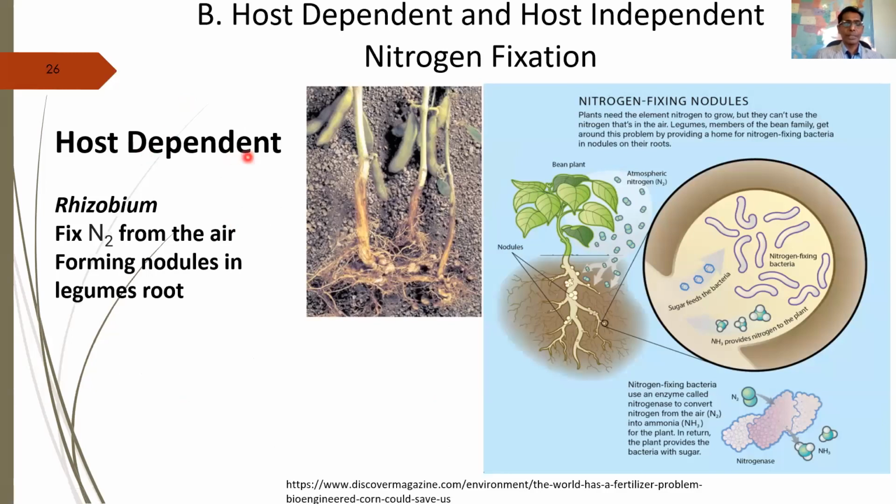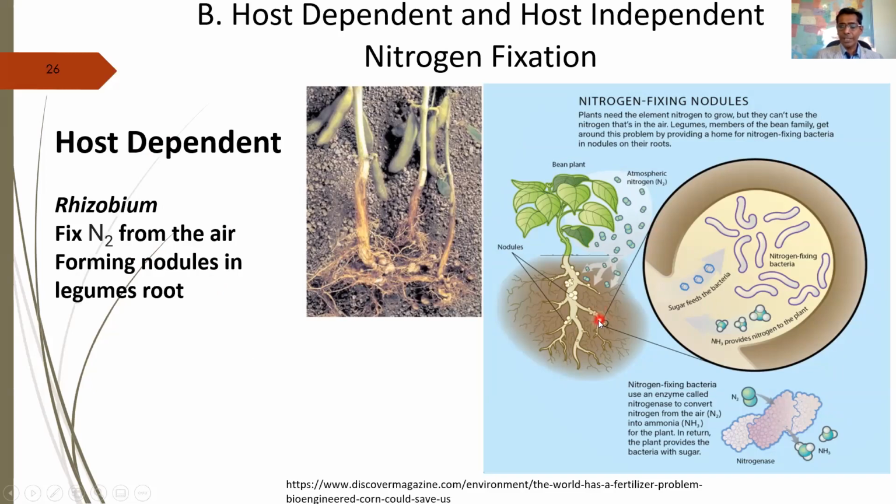The host-dependent bacteria, for example, Rhizobium leguminosarum, that means that the Rhizobium dwell in the root of the legume or the pea plant, like soybean and so forth. So this bacteria present in the nodule actually can fix free nitrogen from the air, and then they create a molecule, what we call ammonia.